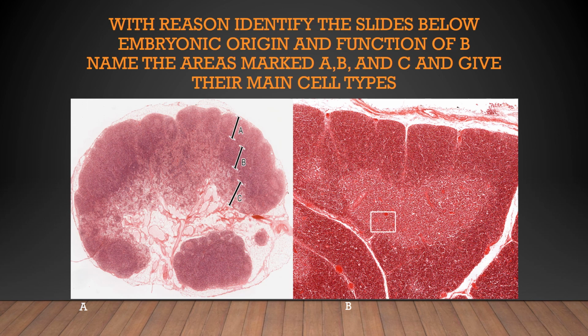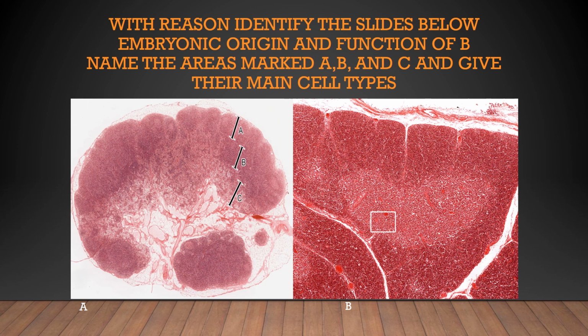The part labeled C is the medulla, which contains medullary sinuses and cords, and its main cell type is B lymphocyte. For the slide labeled A, it's that of the thymus. So it's encapsulated, it's also lobulated. It has a darkly stained cortex and a lightly stained medulla, and there is presence of Hassall's corpuscles in the medulla, although that's not seen in this particular slide.